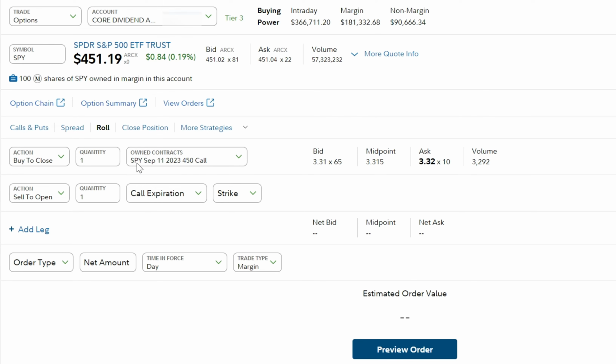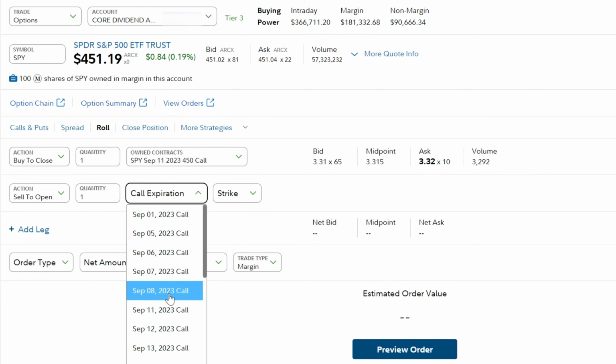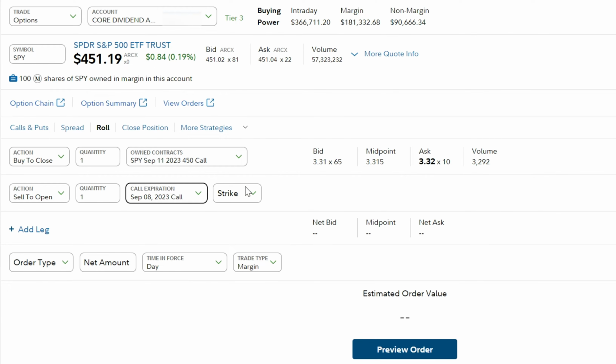Here's the existing option I would be closing. The market price is $3.31 per share, or $331. Let's say we wanted to roll in as opposed to out. Let's say we wanted to roll in to the 8th, okay, instead of the 11th. And I wanted to stick with the same strike price, $4.50.